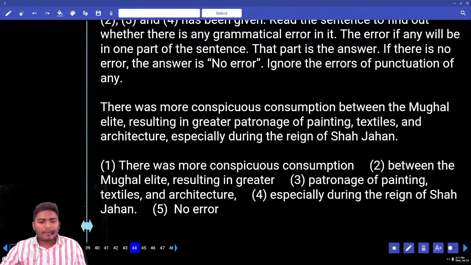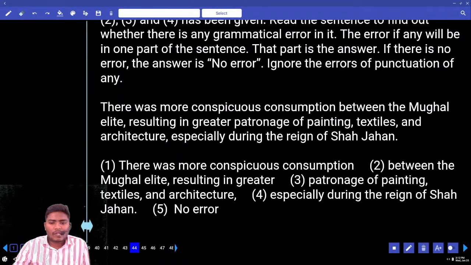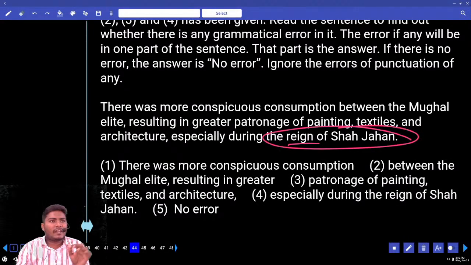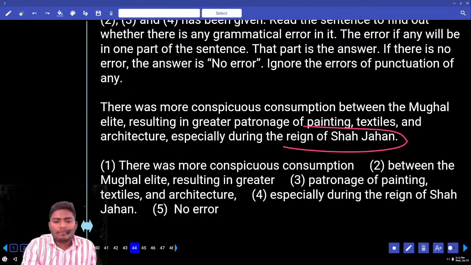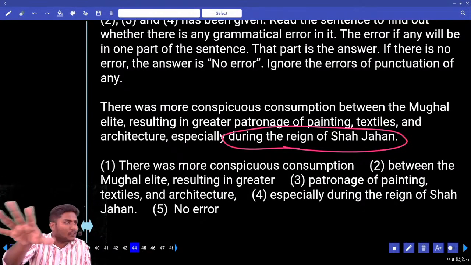architecture, especially during the reign of Shah Jahan. What do you mean by reign? R-E-I-G-N, reign. During the time period, during the rule of Shah Jahan. During the reign of Shah Jahan, in the sense, during the time period which he ruled. Now look at this. We are referring to something which is present, past or future. Past only. We are speaking about Shah Jahan's rule, right?